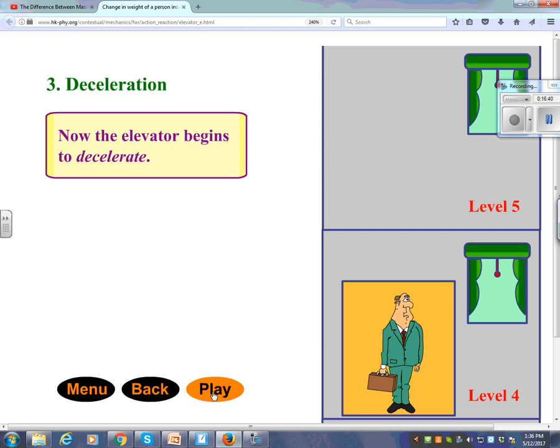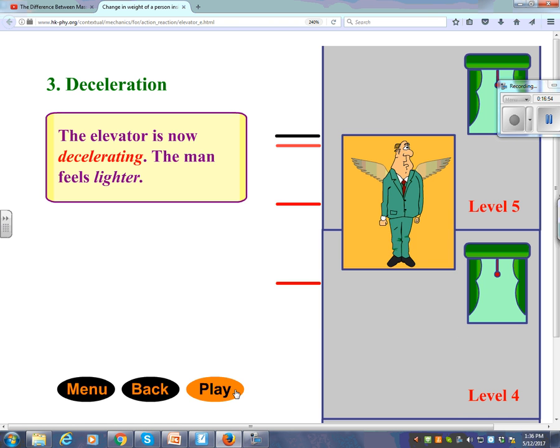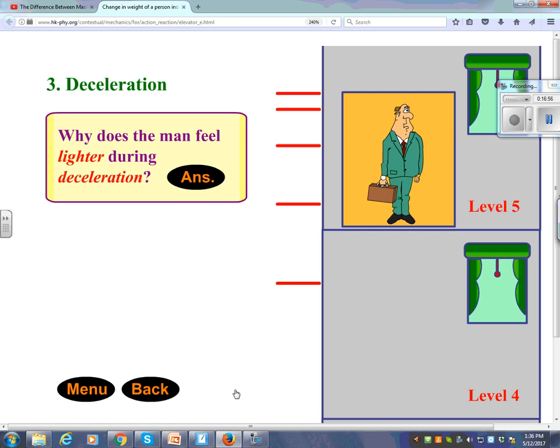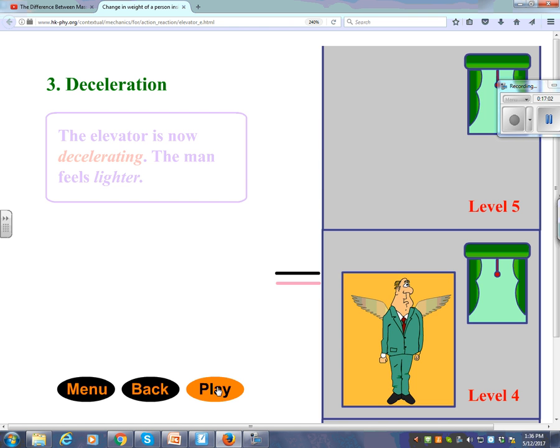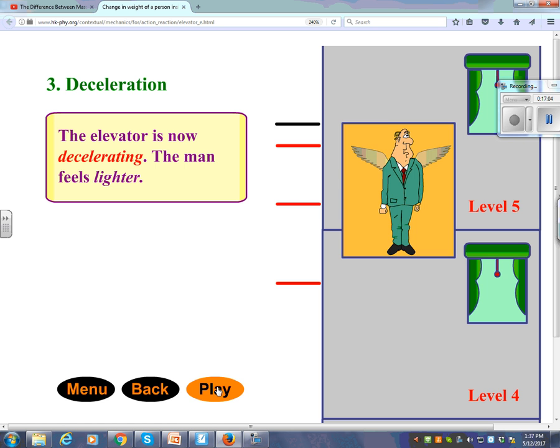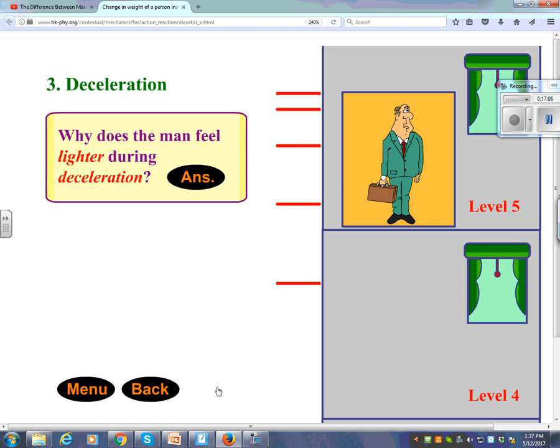He wants to keep moving at a constant speed, but the floor is trying to slow down, right? So it's like the floor is trying to pull away from him, which means less force. Yeah. The elevator is now decelerating. He feels lighter. Want to see that again? The elevator begins to decelerate. He feels lighter.